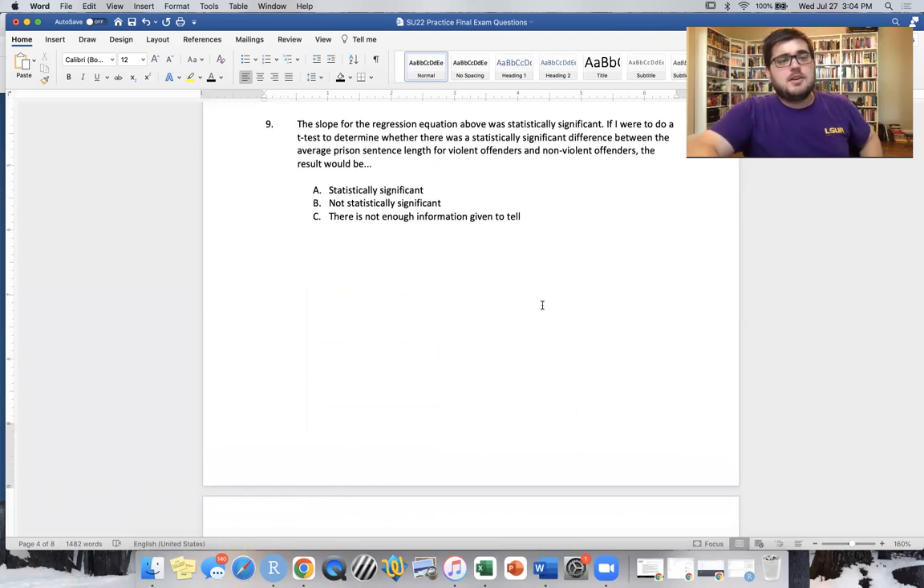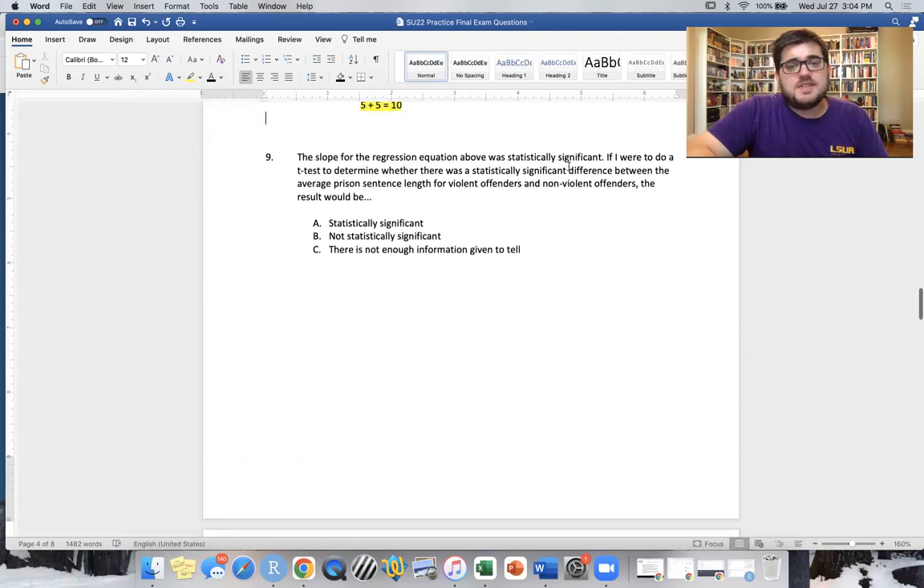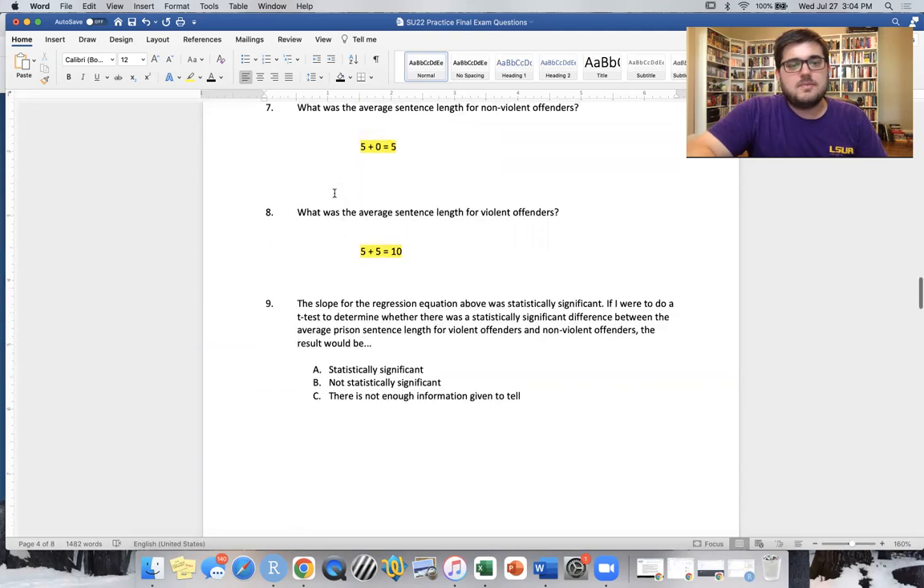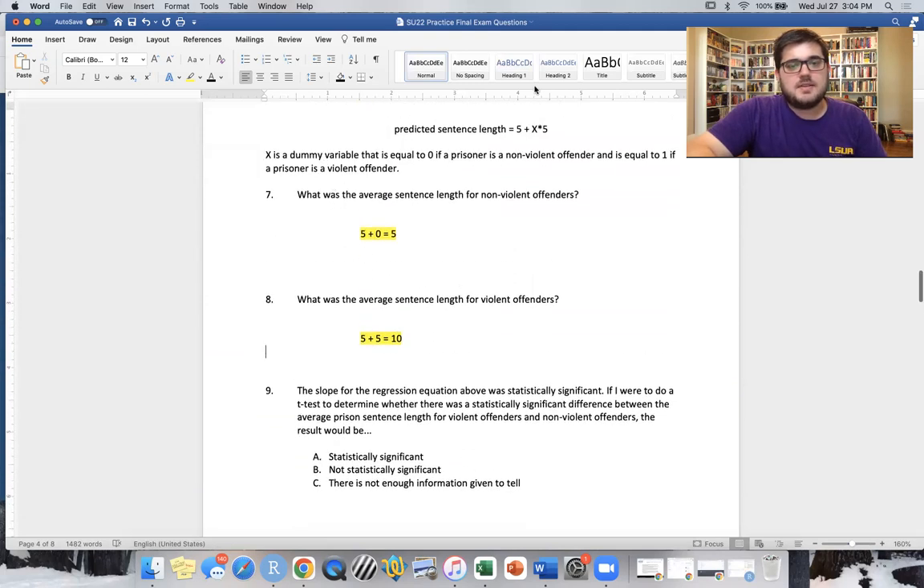Let's see. Number 9, the slope for the regression equation above was statistically significant. If I were to do a t-test to determine whether there was a statistically significant difference between the average prison sentence length for violent offenders and non-violent offenders, the results would be ... So basically, if you go back, I was saying that the coefficient as x moves from 0 to 1, this coefficient of 5 is statistically significant.